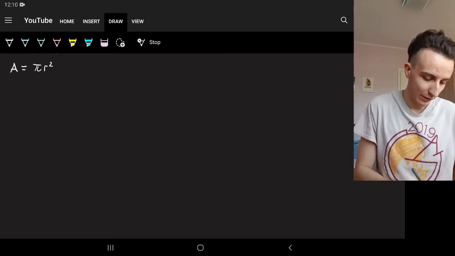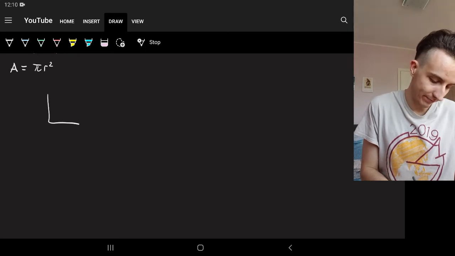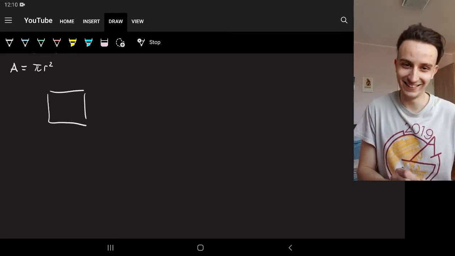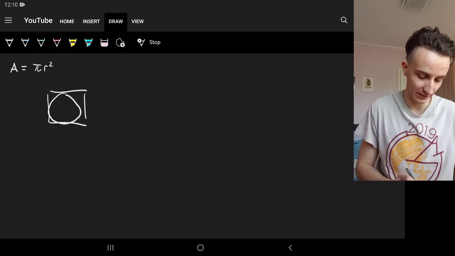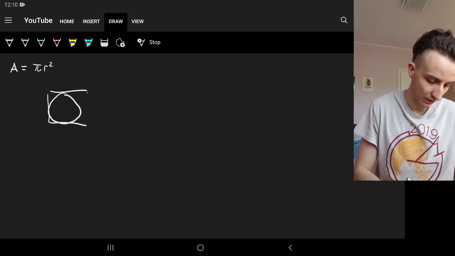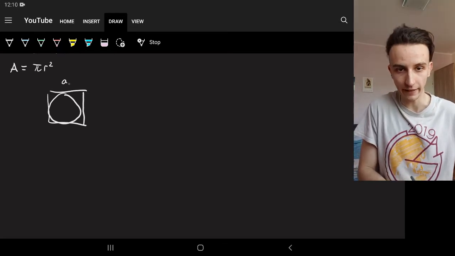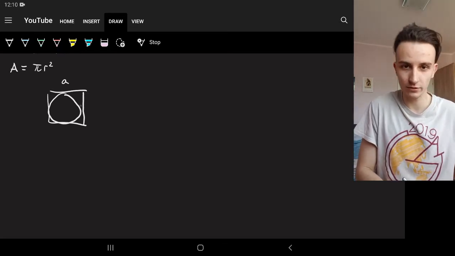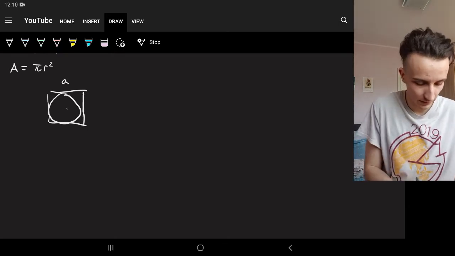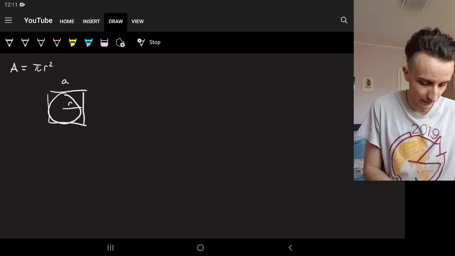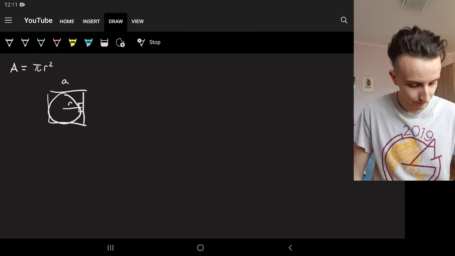So the way we're going to start is we're going to take a square and we're going to put a circle inside the square. This is called inscribing a circle. We inscribe the circle such that the sides of the square are tangent to the arc of the circle. So this is R and this is orthogonal. That's what it means for the lines to be tangent.